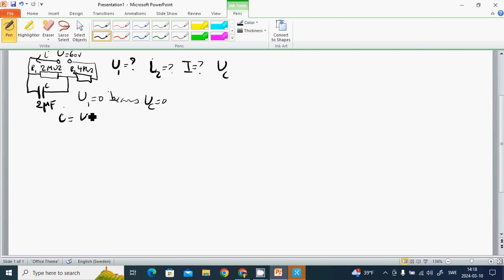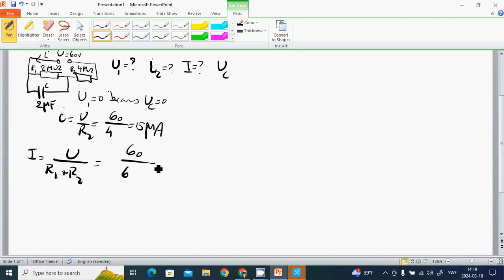I is U divided by R2, 60 divided by 4, which is 15 microampere. And after a long time, I equals U divided by R1 plus R2, which is 60 divided by 6, which is 10 microampere.